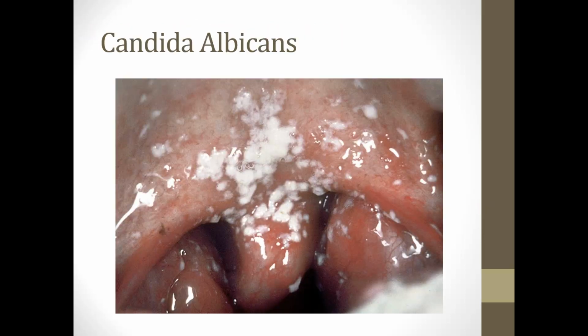Here's a really good picture of thrush in the mouth. So you're looking at the back of the mouth, the uvula and the tonsils. This is a really great picture of thrush. Now, this is not normal, right? It's not normal to have thrush present, overgrowth of Candida albicans in the mouth. Again, it's normally there, but it stays at bay.